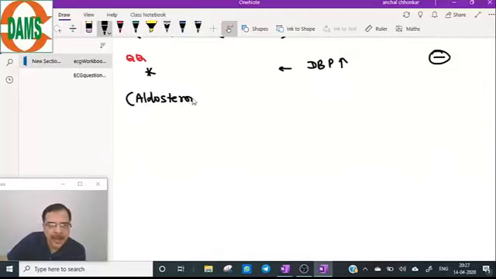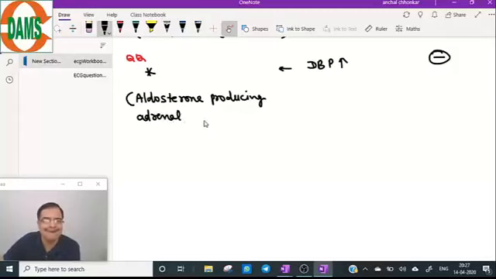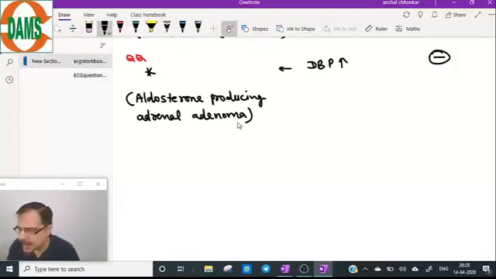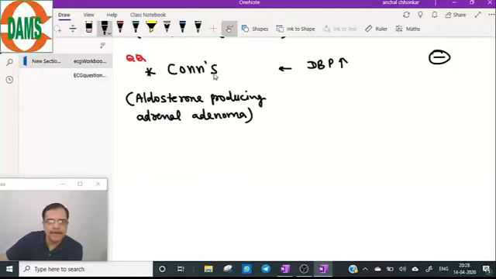aldosterone producing adrenal adenoma. This condition is aldosterone producing adrenal adenoma, and that condition is not pheochromocytoma. This condition is known as Conn's syndrome.